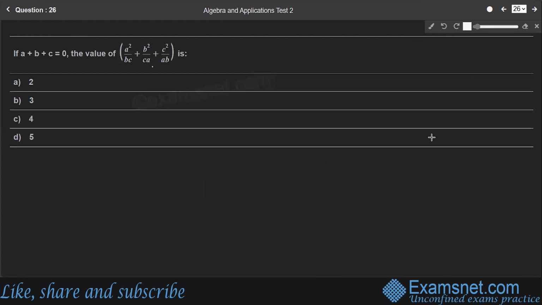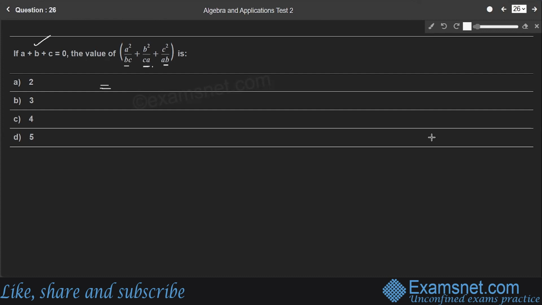Question 26. If a plus b plus c is equal to 0, the value of a square by bc plus b square by ca plus c square by ab is. So let us consider the expression a square by bc and the next two terms, in which we have denominators as bc, ca and ab.